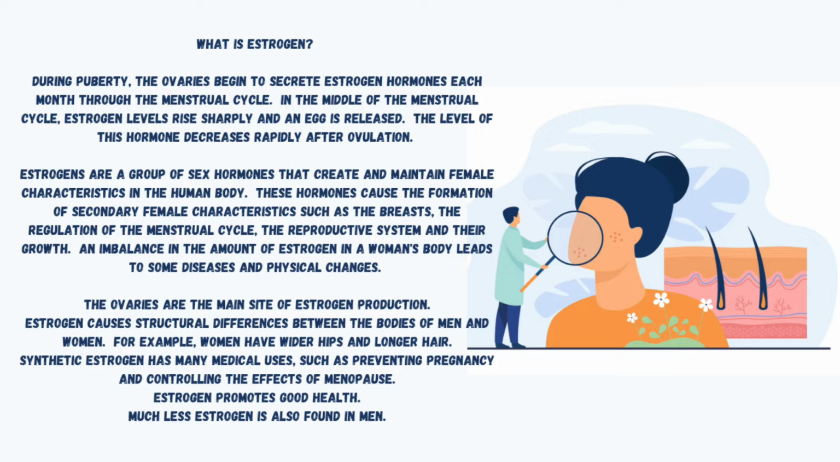These hormones cause the formation of secondary female characteristics such as the breasts, the regulation of the menstrual cycle, the reproductive system and their growth. An imbalance in the amount of estrogen in a woman's body leads to some diseases and physical changes. The ovaries are the main site of estrogen production. Estrogen causes structural differences between the bodies of men and women. For example, women have wider hips and longer hair.